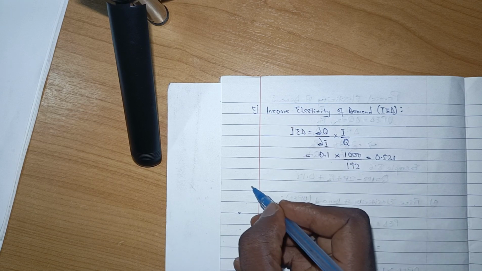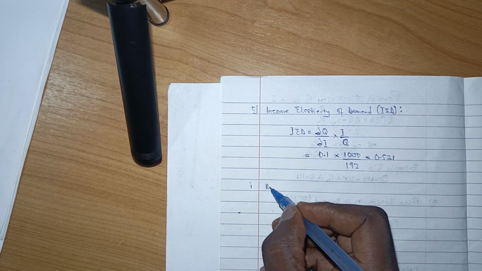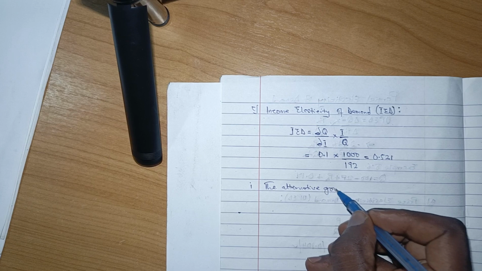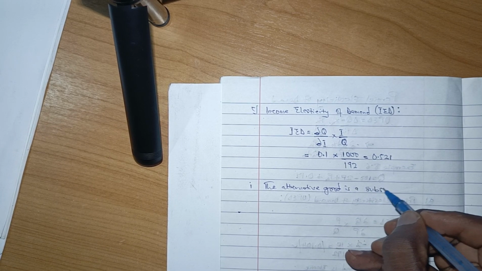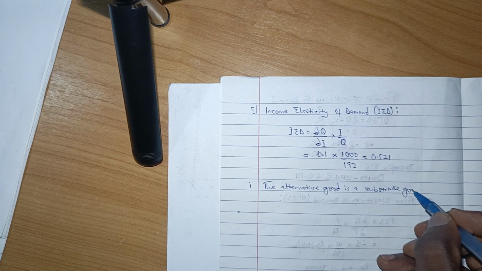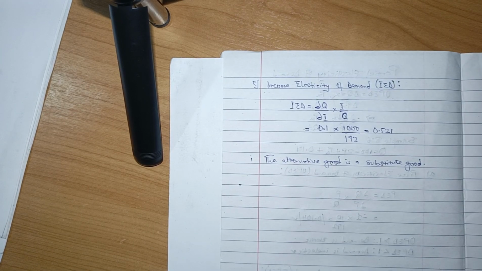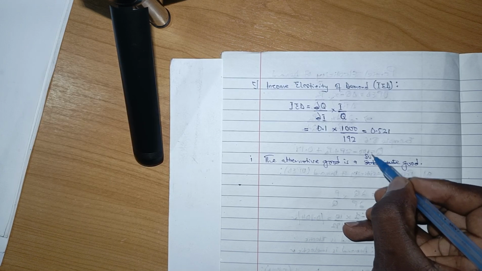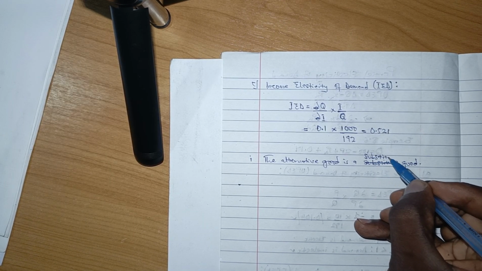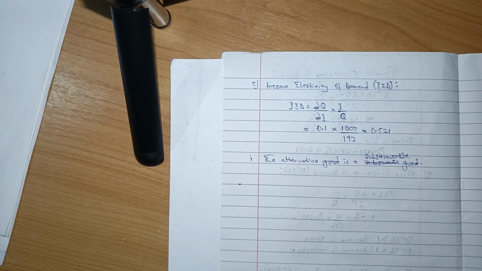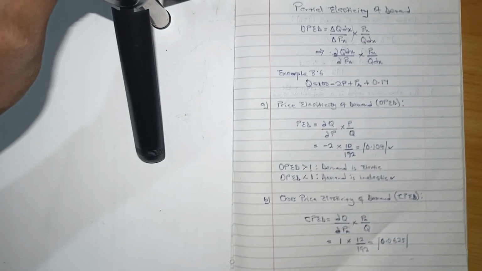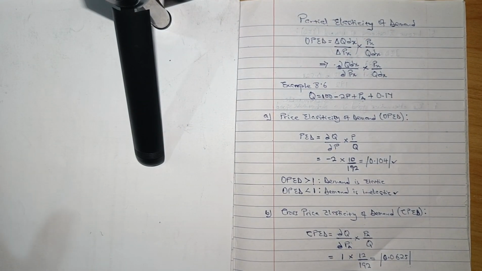So like CI, you can say the alternative good is a substitute good, or substitutable good. It says substitutable, so you can write substitutable good. Yeah, so that is it, and that's all for partial elasticity. When you see this question in your demand and supply analysis, please do justice to it. It's as easy as you see it.